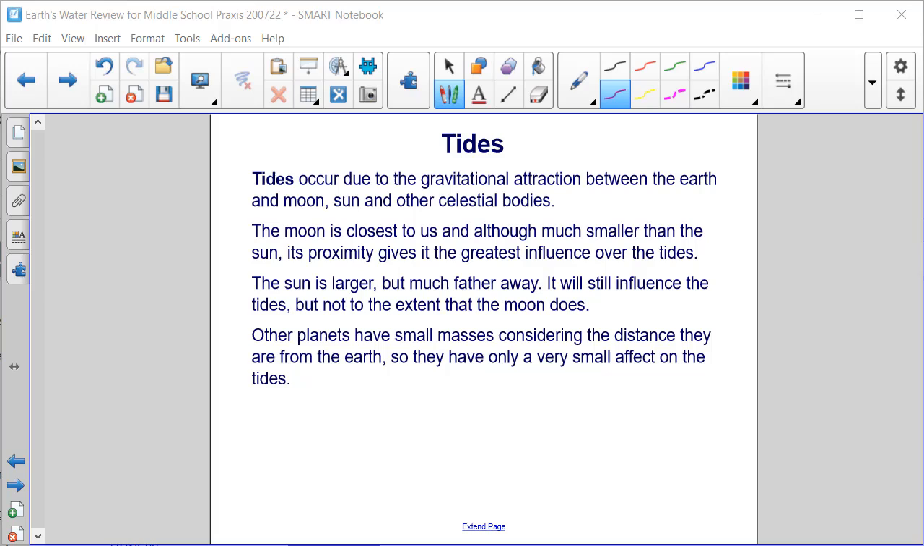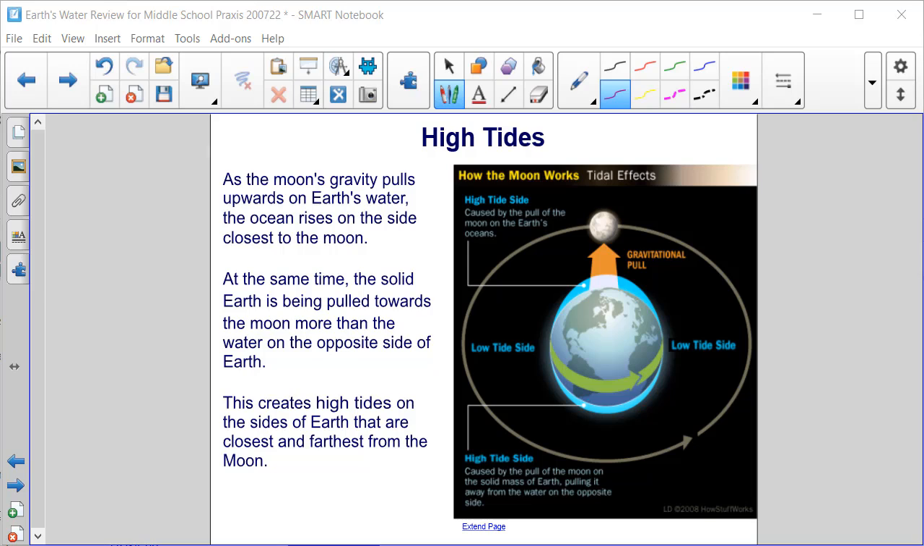Tides. Tides occur due to the gravitational attraction between the Earth and Moon, Sun, and other celestial bodies. The Moon is closest to us, and although much smaller than the Sun, its proximity gives it the greatest influence over the tides. The Sun is larger, but much farther away. It will still influence the tides, but not to the extent that the Moon does. Other planets have small masses, considering the distance they are from the Earth, so they have only a very small effect on the tides.